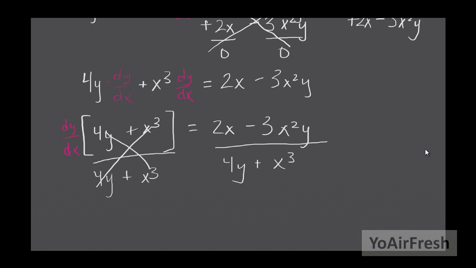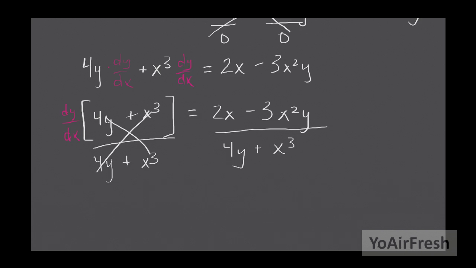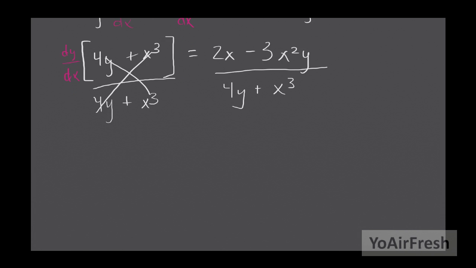And I'm just going to rewrite that for you so it looks cleaner. See if I can scroll down a little bit more here. Kind of running out of space, but so the final answer is, they said to find dy dx, and dy dx equals 2x minus 3x squared y over 4y plus x cubed.